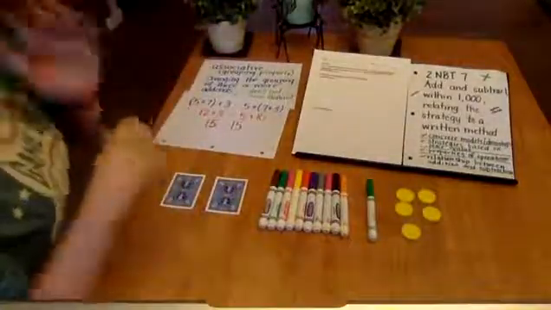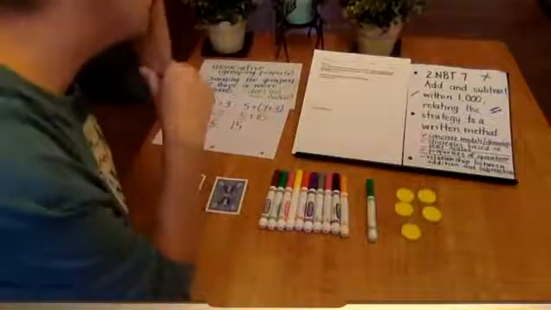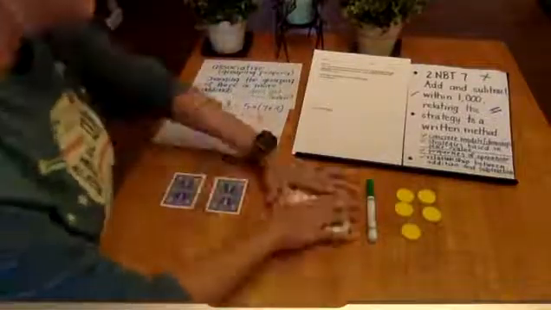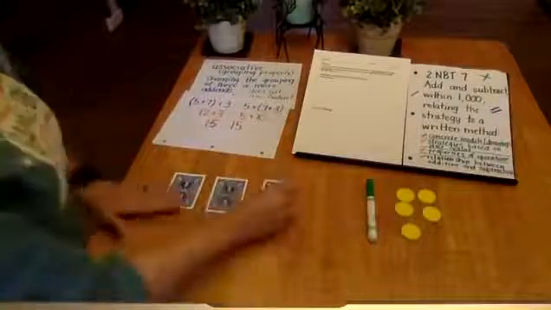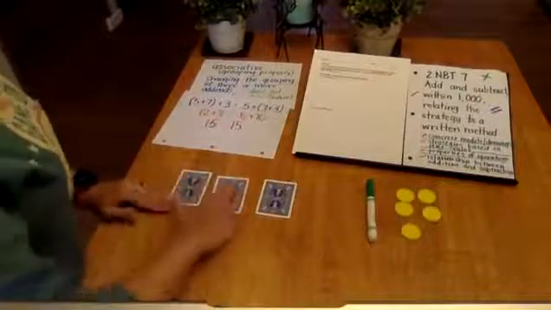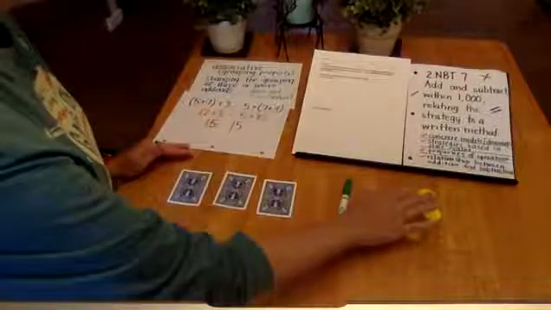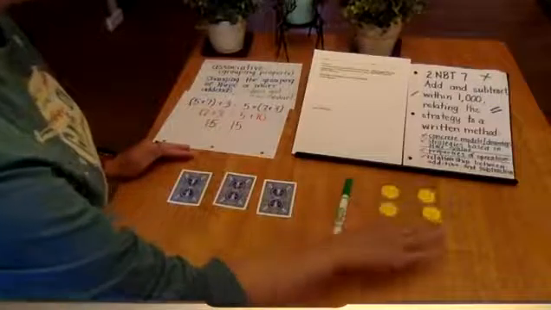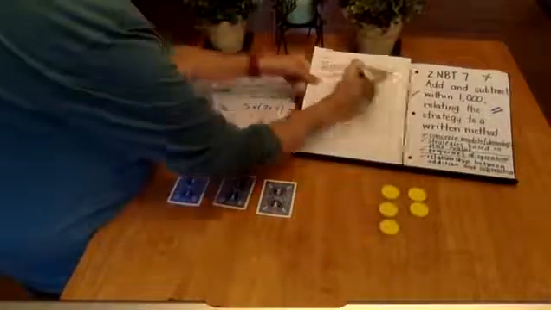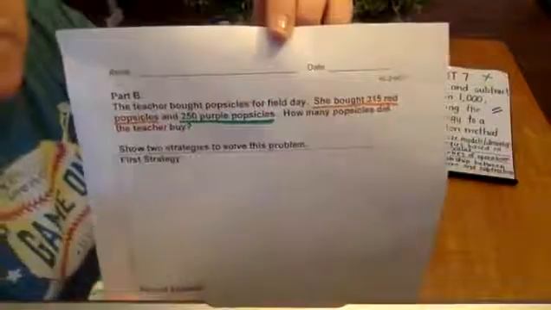Okay? But let me see what the next number is. Yeah, I don't have enough of these to do that. So I'm going to go back to this. So there's 100, 200, 300, 10, 11, 12, 13, 14, 15. So let's look at the second part. Then she bought 250 purple popsicles.